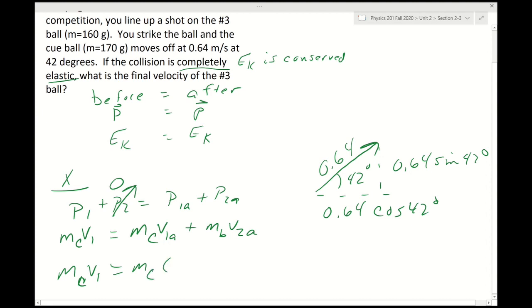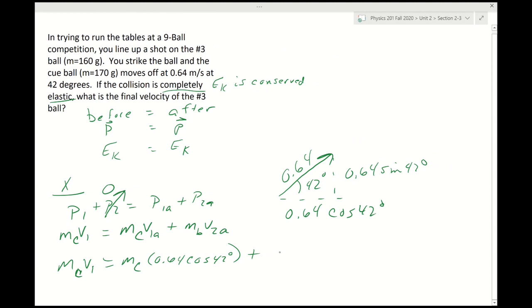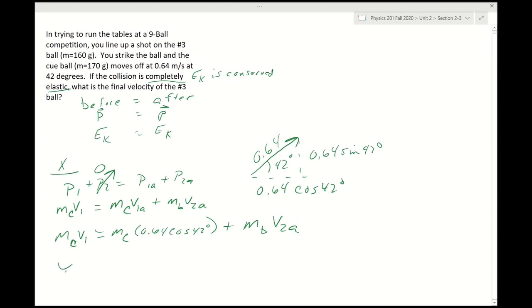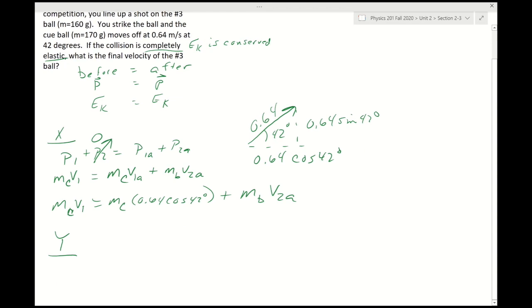So we have MC times 0.64 cosine of 42 degrees plus the mass of the 9-ball times its velocity in the x direction. In the y direction, we have the same thing. Since the 9-ball wasn't moving before, we have the mass of the cue ball times its velocity, I'll label these as x, in the y direction, is equal to the mass of the cue ball and the mass of the 9-ball.